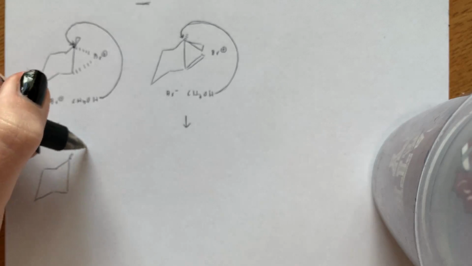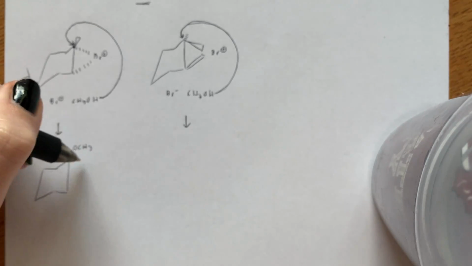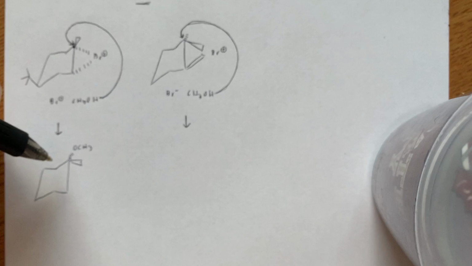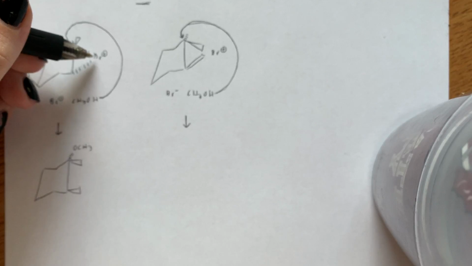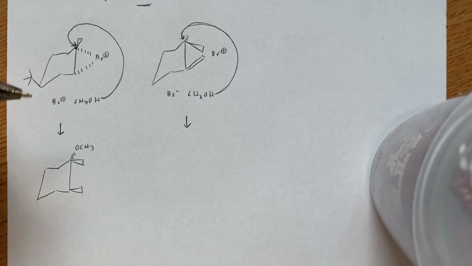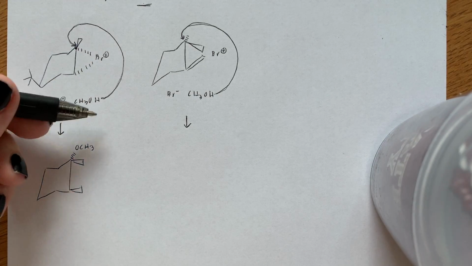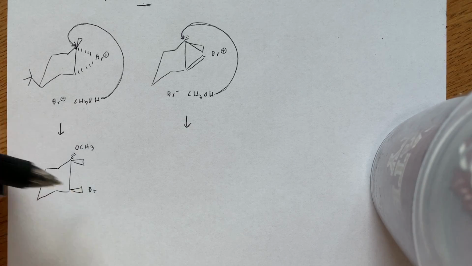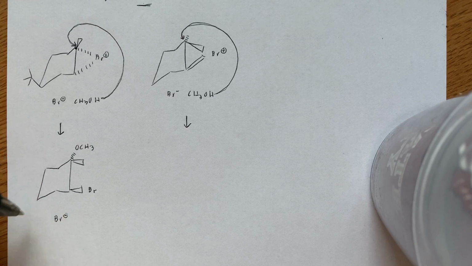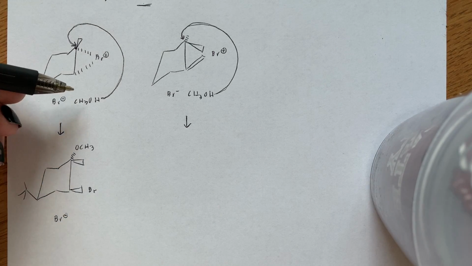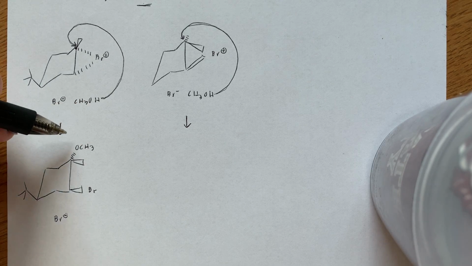So my OCH3 is going to be up here. My methyl group is going to get pushed to the front. And then in turn, my Br is going to get pushed down. So here's my Br. My methyl group stays the same. And notice that my Br minus is still floating around in solution. That's fine. The solvent is much more present in solution than my Br minus.